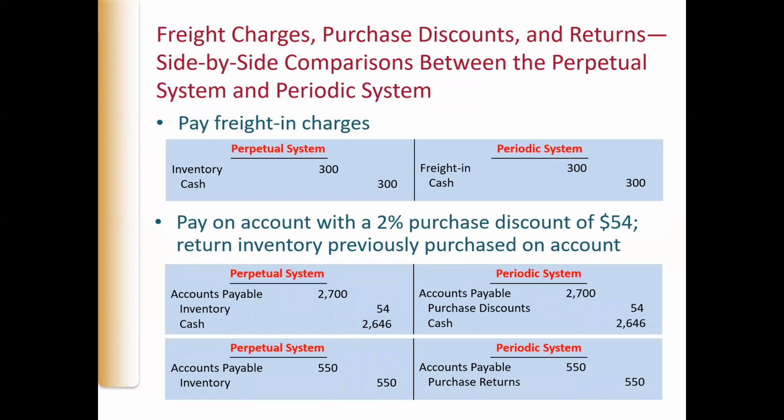Then when we pay with a discount, instead of reducing our inventory, we use purchase discounts. And when we return items, instead of just crediting our inventory, we credit purchase returns. I think it's important that you guys have a little sheet that shows the difference between the perpetual method and the periodic method, because the names used are different.